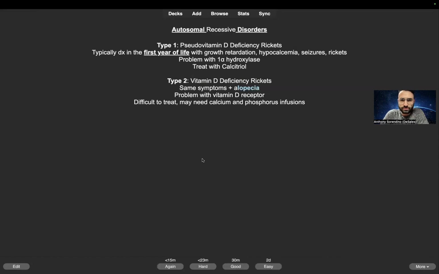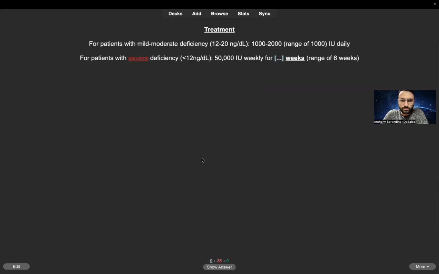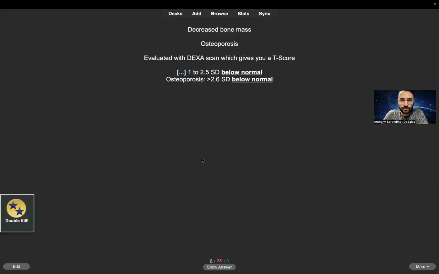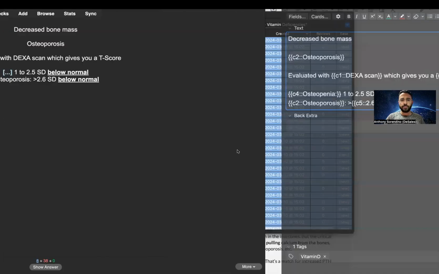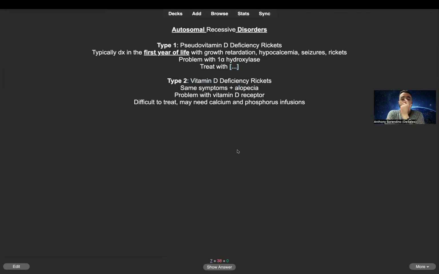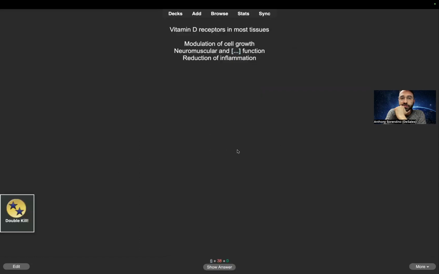It's more difficult to treat. Six to 12. Osteopenia is 1 to 2.5. I have the numbers there as well. I do for that one. Treat with calcitriol, right? That's our 125. It's good. It's the good stuff.